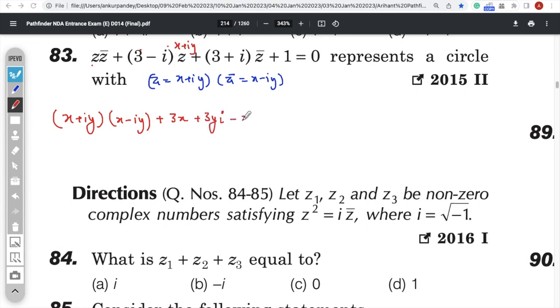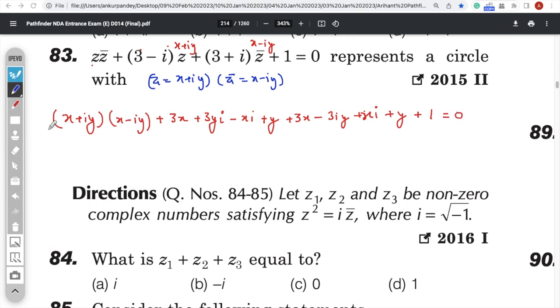minus xi, minus i into i is minus 1y. Clear? Three x minus 3iy plus ix or xi plus y. Sure? Someone sent a message or something. Sir, I am out of data. Oh, okay, no problem. Plus 1 equal to 0.